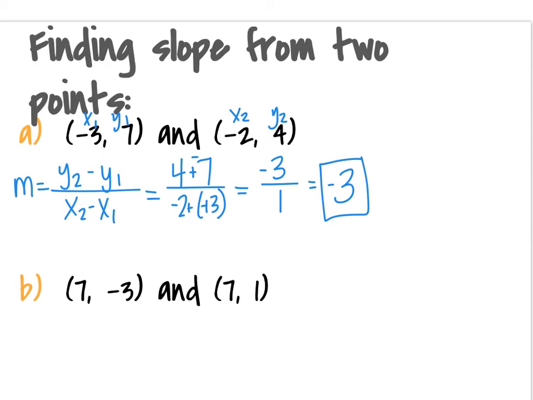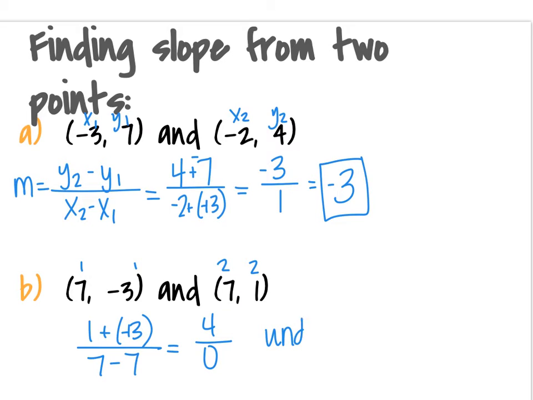And that's your slope. For B, I'm not going to write the formula this time. I'm just going to do 1, 1, 2, 2. So we're going to do y2 minus y1 over x2 minus x1. Add the opposite and you get 4 over 0. Anytime you have 0 in the bottom of a fraction, that's going to be undefined. And as far as your graph goes, this just represents a vertical line.